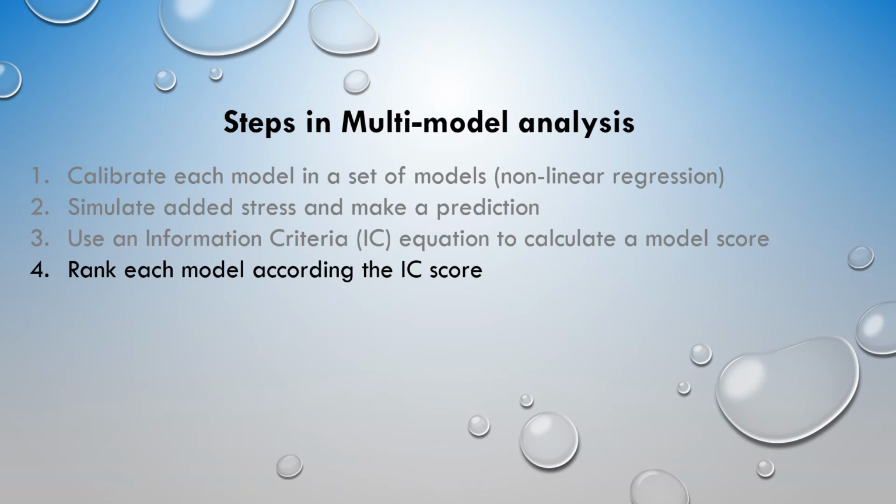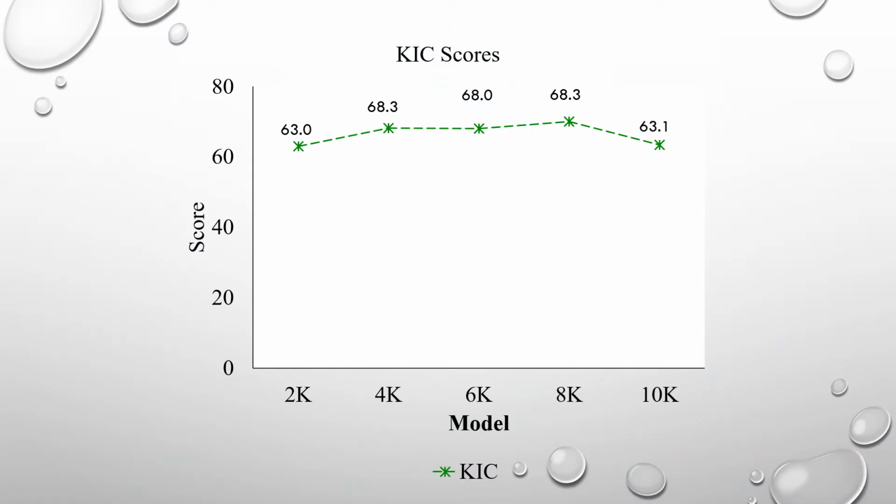Next, we calculate the IC score, and we rank each model according to its score. These are the scores we get when we sum together the goodness of fit term with the penalties for model complexity. And interestingly enough, the simplest model and the most complex model have the lowest KIC scores. And here, you can see how these all rank according to their scores.